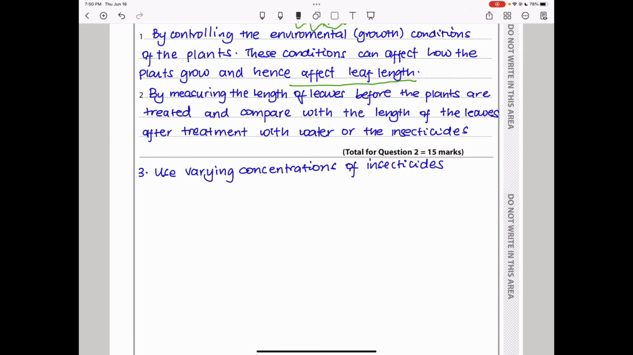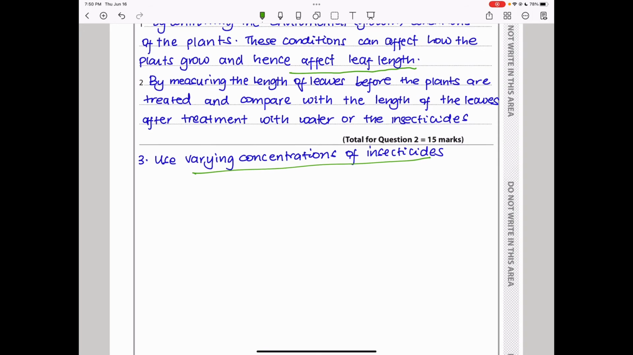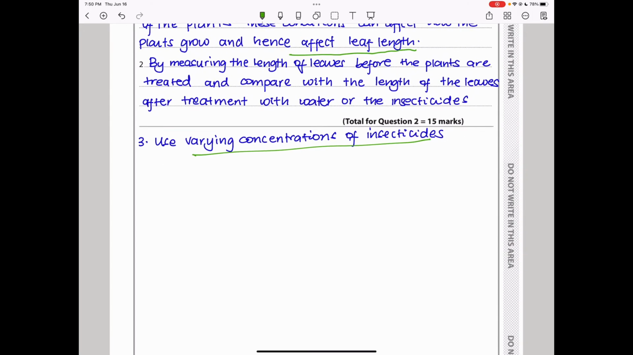And lastly, we just used pesticide, but we did not vary the concentration of the pesticide. If you vary the concentration of the pesticide, the results are going to be more believable, or you can see a trend in our results, and this could be more conclusive, basically. This brings us to the end of question 2. I will move on to question 3.